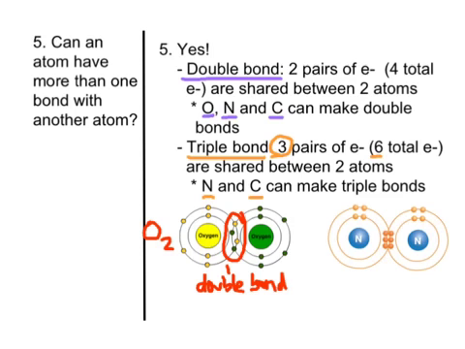Now on the other side, we have nitrogen. Nitrogen gas, or N2, is a molecule in which there is a triple bond. And we can see here that each nitrogen atom is sharing 3 electrons, for a total of 6 electrons being shared in the triple bond.